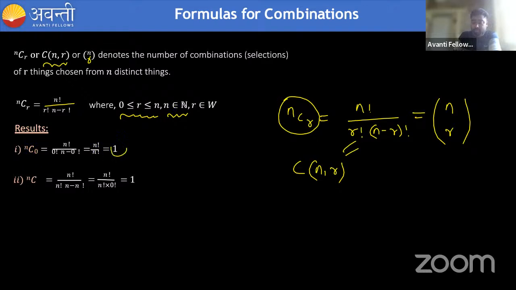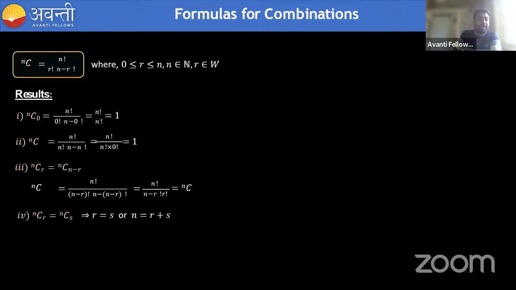nC0 is 1 always. Remember, nC0 is 1, and nCn is also 1. All of you know these things. Let's move to some other formula. nCr is equal to n factorial upon r factorial into (n minus r) factorial, where r lies between 0 and n, n belongs to the set of natural numbers, and r must be a whole number.